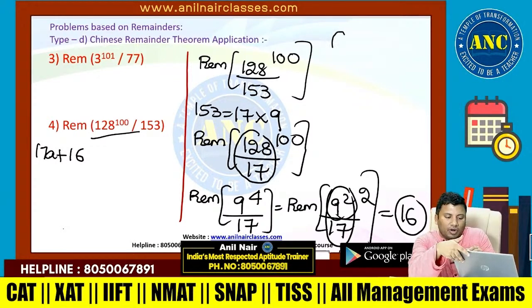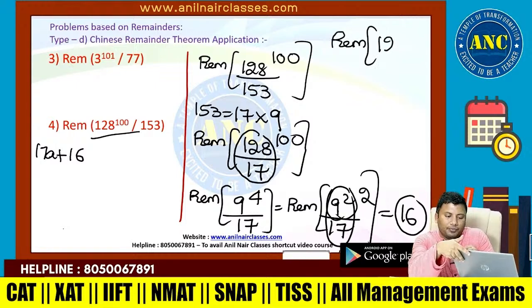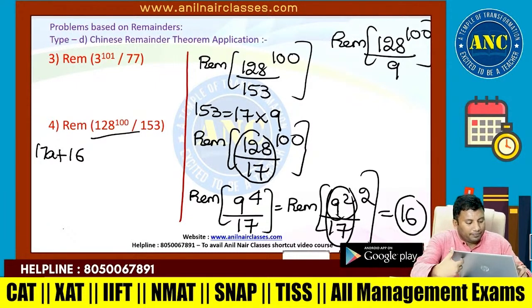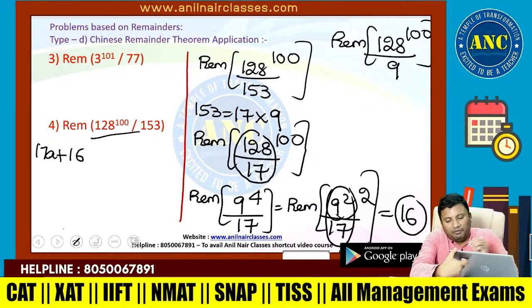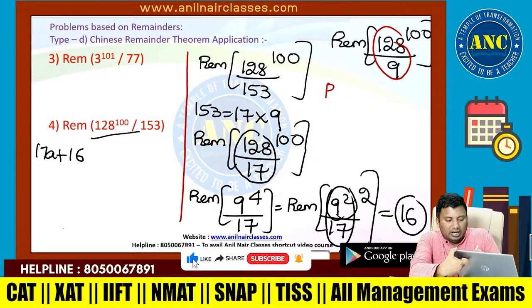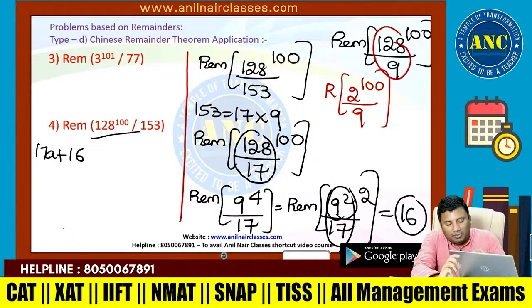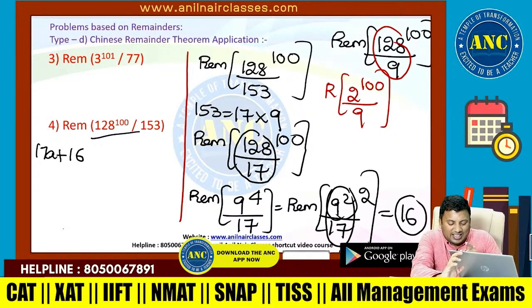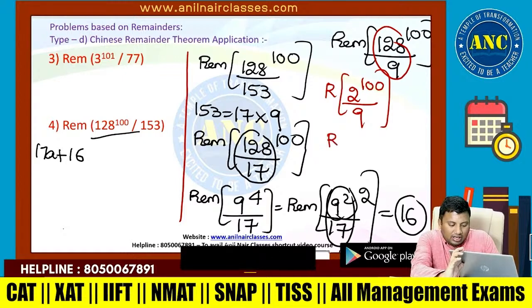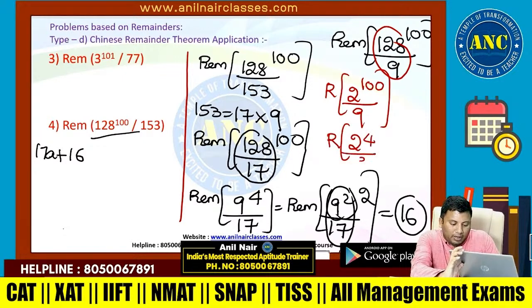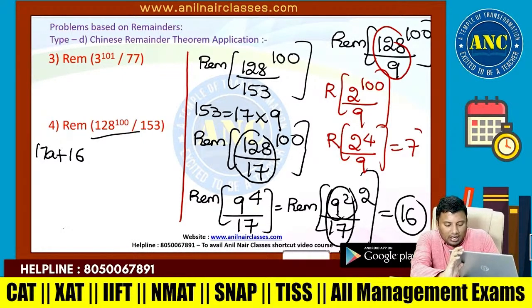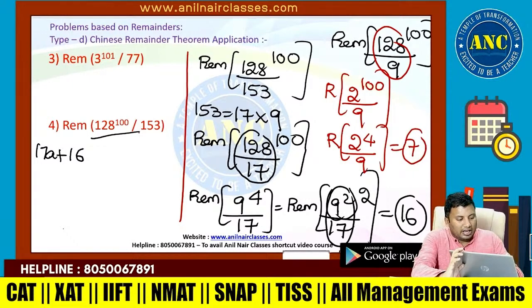Next case, when divided by 9. 128 power 100 divided by 9. 9 14s are 126. It is 2. 2 power 100 divided by 9. Already we discussed in Euler's theorem, the totient function of 9 is 6. 6 16s are 96. These are nothing but 2 power 4 by 9. 16 by 9, remainder is 7. So the next case, which is 9b plus 7.